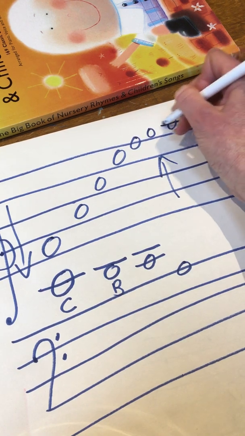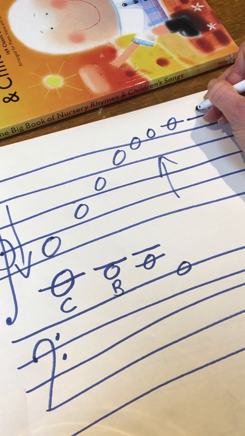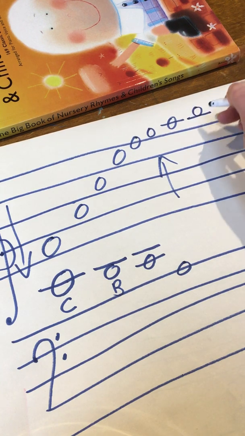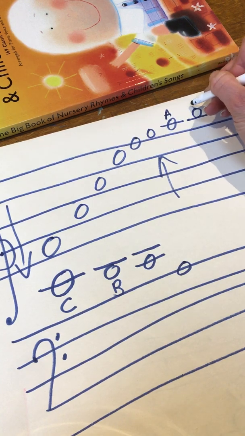Now that's called a line. Now you need to do a note with a space. It's classed as a space. It's actually up in the air. It actually sits on the line. So you've got A. Now you've got B.